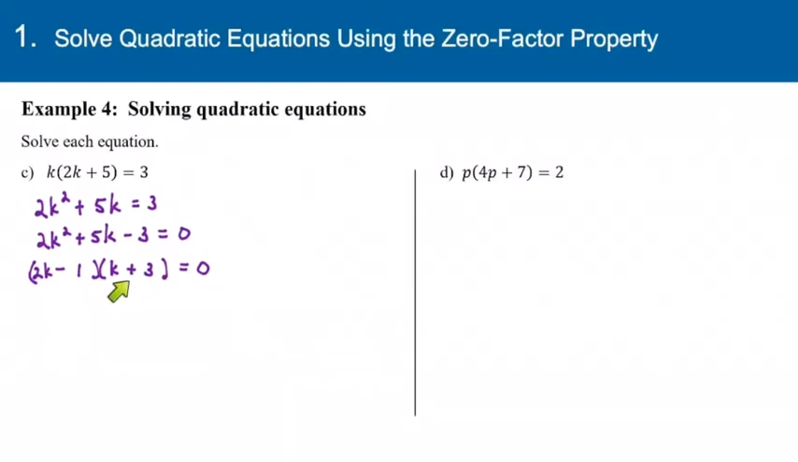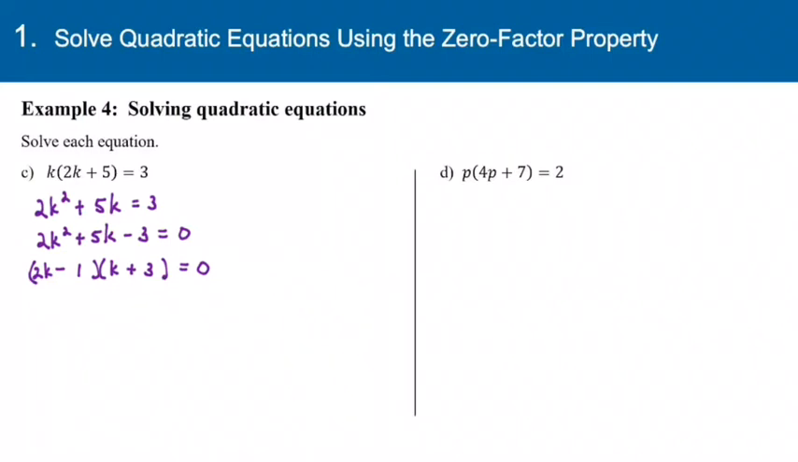Outer plus inner should add up to positive 5k. Okay, outer times outer is 6k. Inner times inner is negative 1k. 6k minus 1k is positive 5k, and that's what we needed for the middle term. So that tells us this factoring is correct.